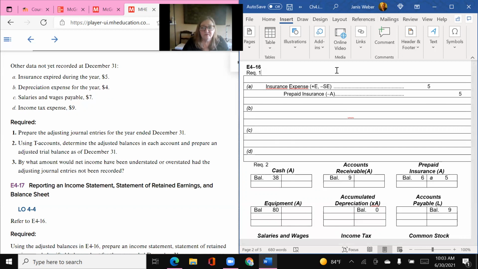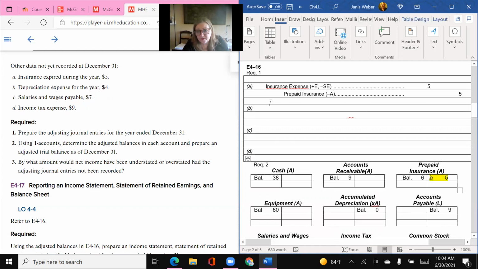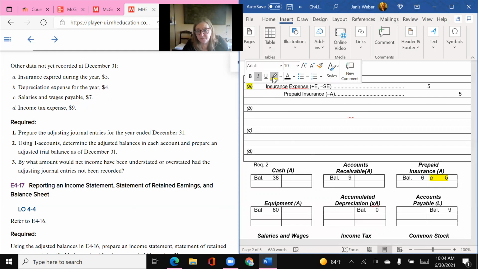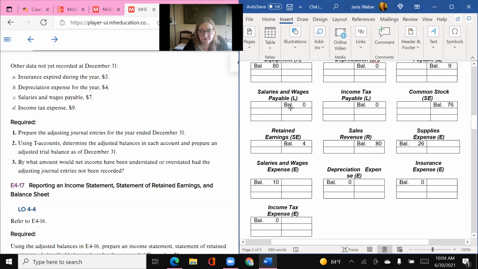So that, I think I already posted this entry. Look here. This is a journal. This is an adjustment. I'll just make it coincide with that. And the prepaid insurance took the credit. Insurance expense took the debit.